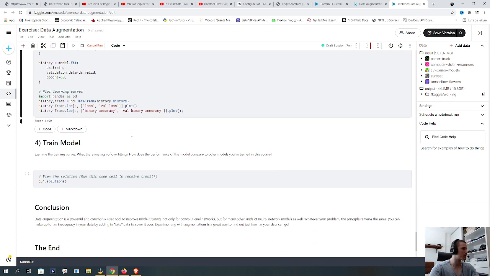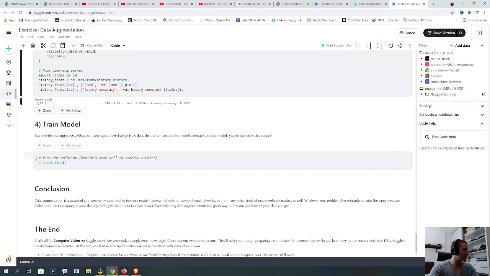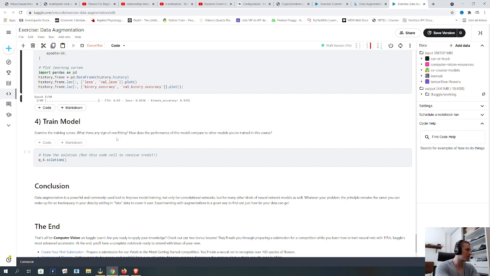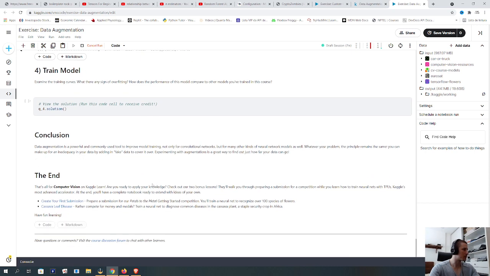Train the model, examine the training curves. Yeah, not sure if it makes sense. Are there any signs of overfitting? How does the performance of this model compare to other models you've trained in the course? So this is going to take a long time as well. Probably not going to see it.